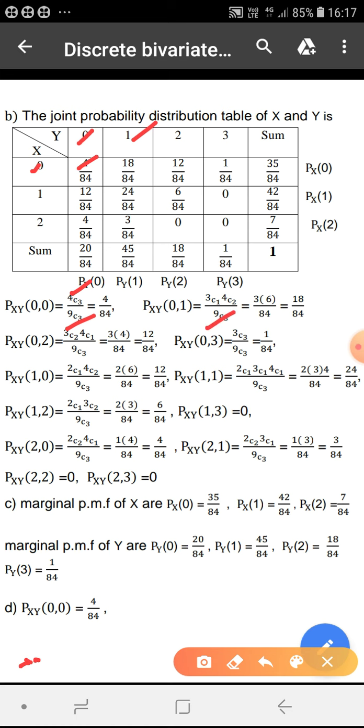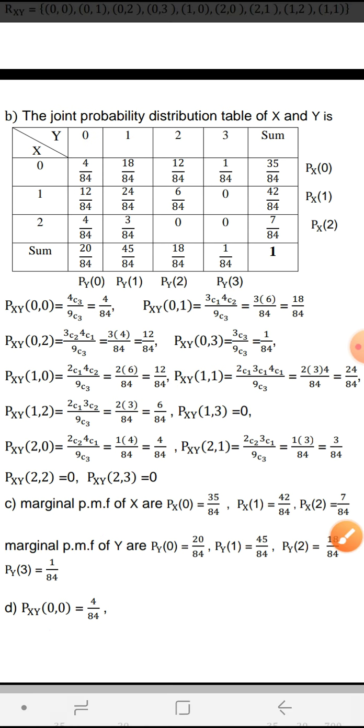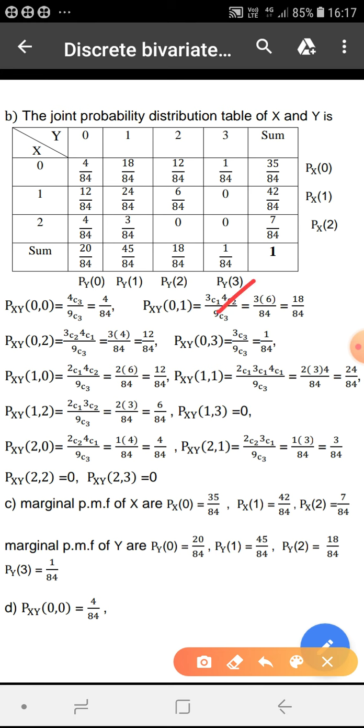Out of that many selections, the favorable selection means selecting 1 white ball and 2 blue balls. Selecting 1 white ball from 3 white balls is 3C1. Number of selections of 2 blue balls from the 4 blue balls is 4C2. So the number of ways in which 1 white ball and 2 blue balls can be chosen is 3C1 into 4C2, which will be 18 by 84.